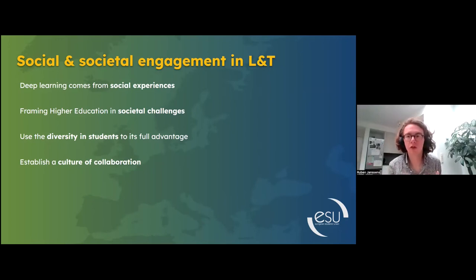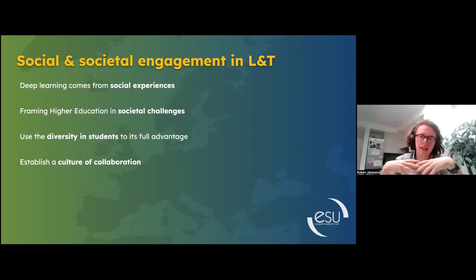So the students shouldn't be exposed to the real world for the first time when they come out of university, when they've graduated and maybe start their first job. But we need to do that already during the education. And for that, we need to use the diversity of the students that's in there. We have, like I said, a body of students that is growing to be more and more diverse, and we can actually use this.